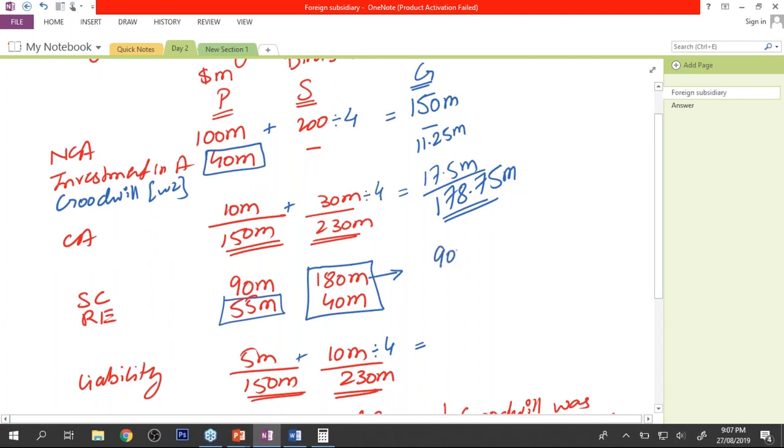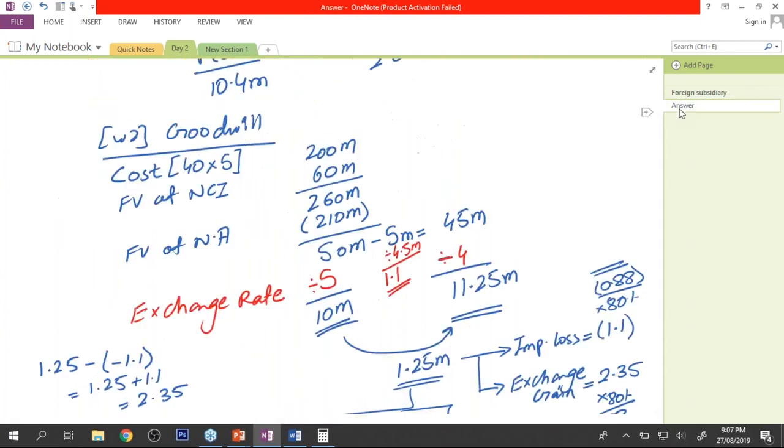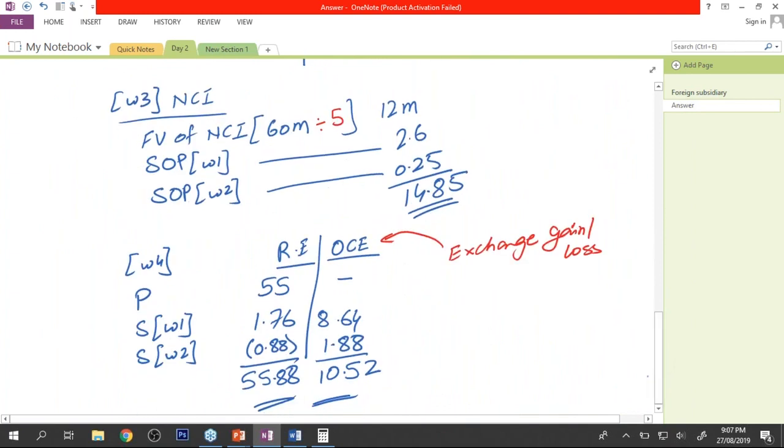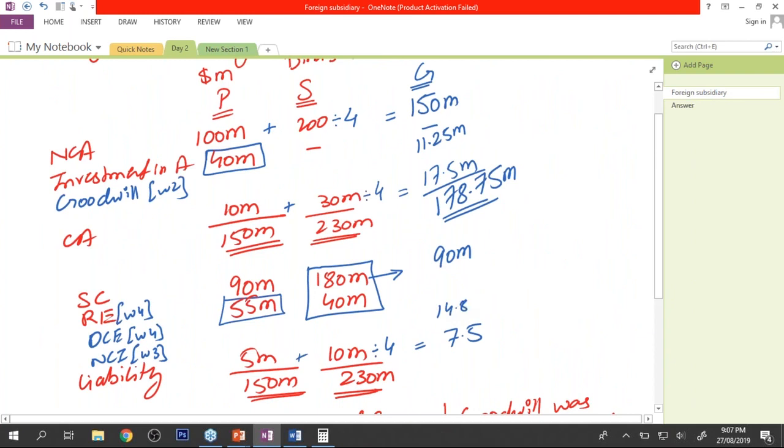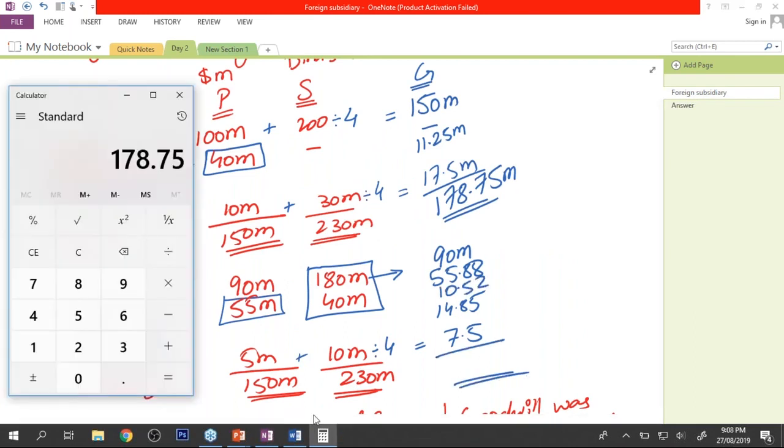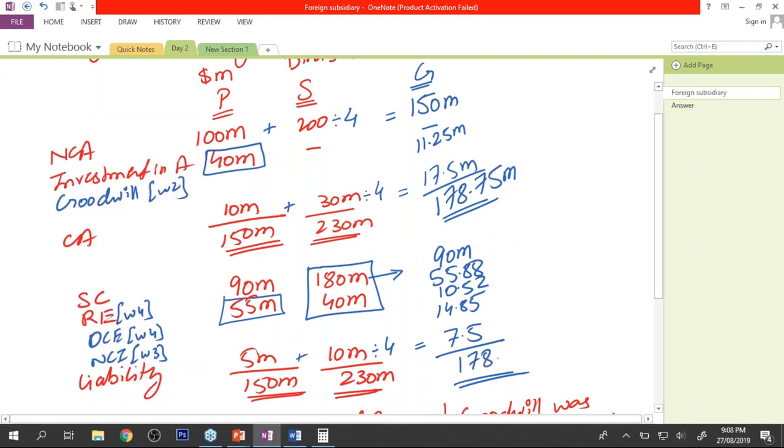On the balance sheet side, the share capital will be 90 million. Retained earnings will come from working 4. OCE will come from working 4. NCI will come from working 3. And the sum of the liabilities is going to be 7.5. So let's write down the retained earning, OCE, and NCI. The NCI was 14.85. The retained earnings were 55.88 and OCE was 10.52. So now let's calculate the total. It's 90 plus 55.88 plus 10.52 plus 14.85 plus 7.5 will give us 178.75. So this is how we have balanced a balance sheet of the foreign subsidiary.